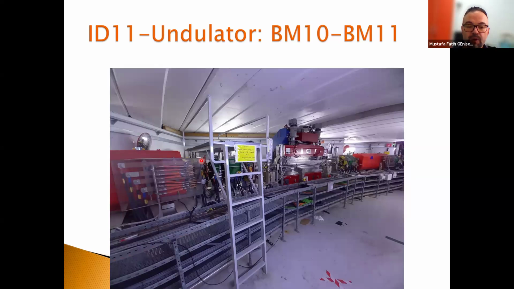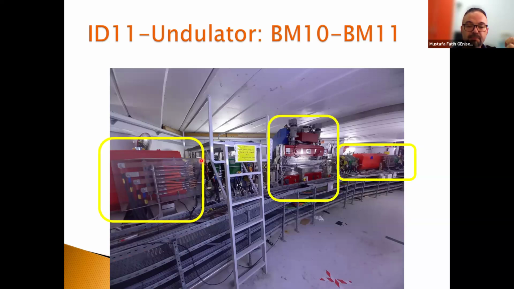ID means insertion device. We insert this undulator between two bending magnets, bending magnet 10 and bending magnet 11. You can see here. So we put this undulator between these two. So it is an insertion device, and it is just before bending magnet 11. We call it ID11.